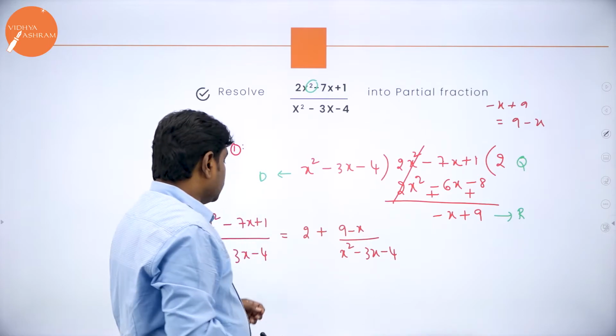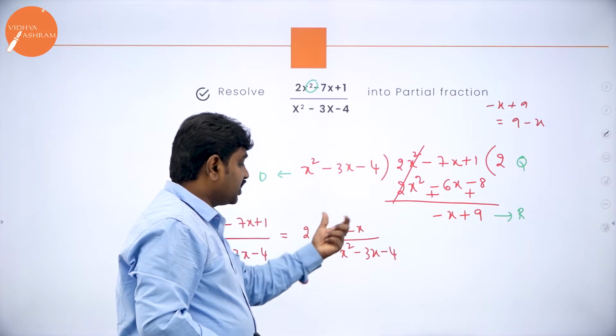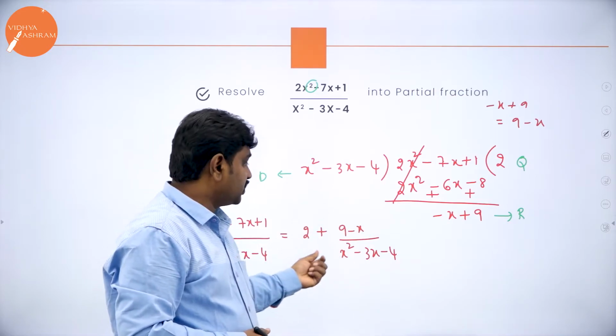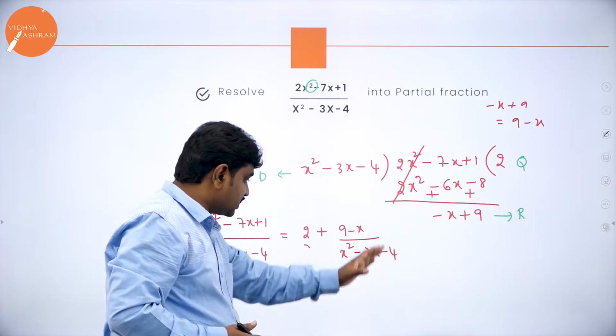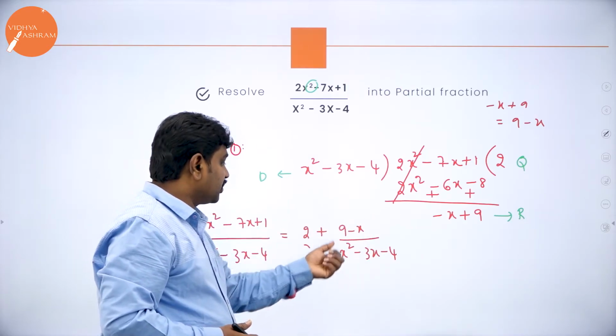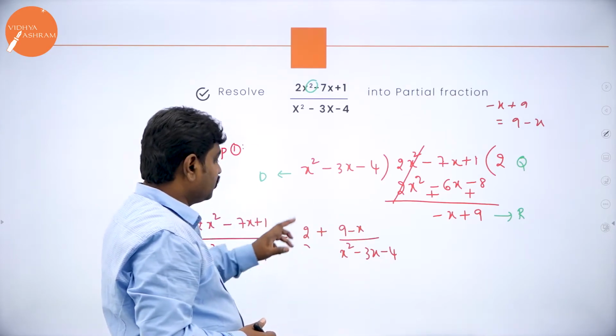So now we wrote the given fraction as quotient plus remainder by divisor. Now you see this is the given fraction, and now we got this as the fraction. This is proper because the numerator degree is 1 and the denominator degree is 2. So the given problem is written as 2 plus this.